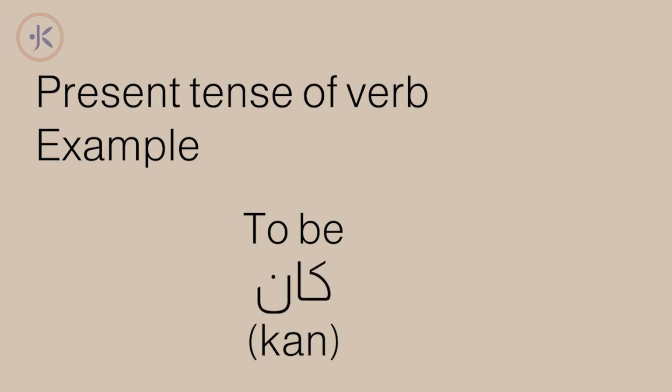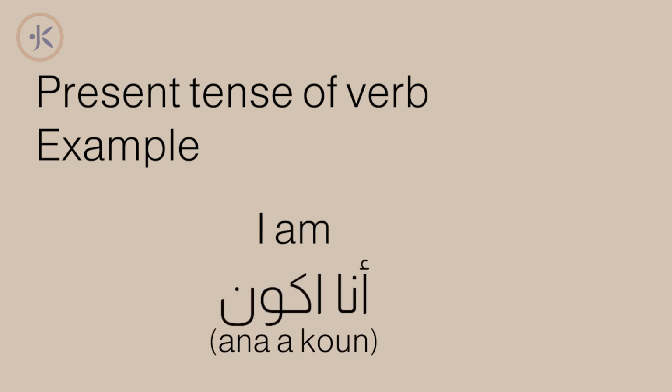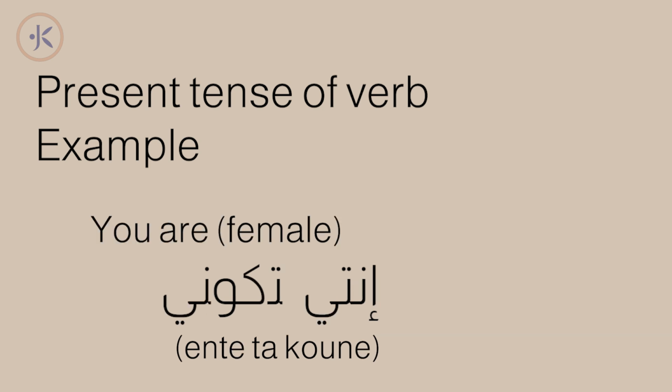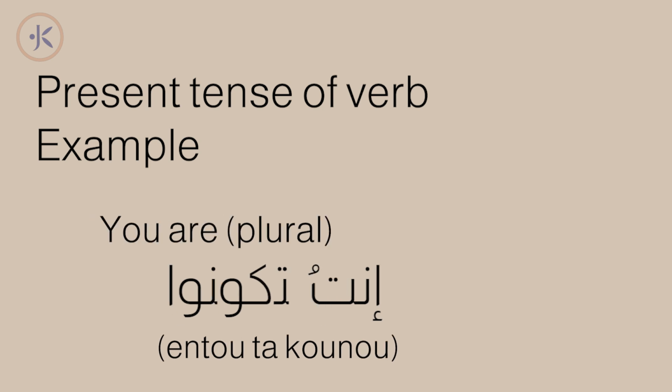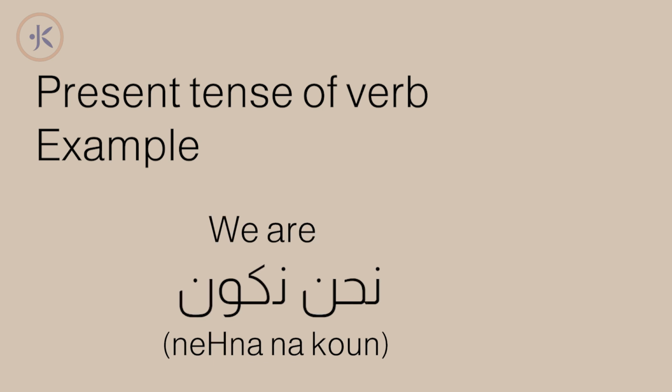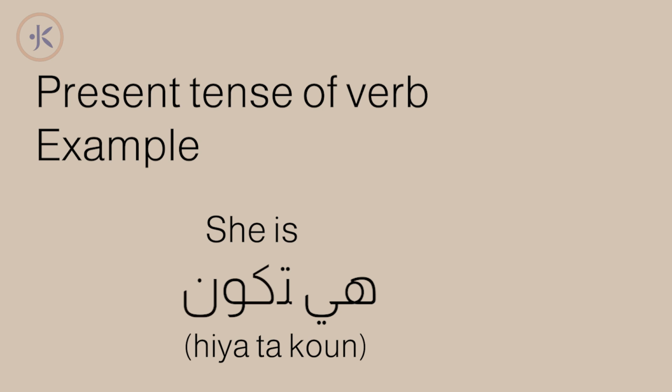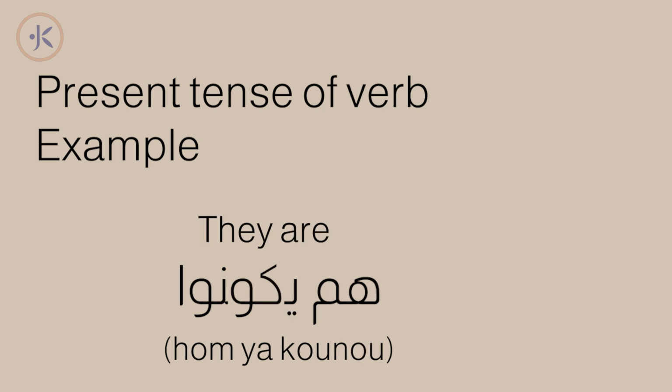The same thing applies to be. For to be, كان will become كون. The A will become OU. So how can I say I am? أنا أكون. أنت تكون. أنتي تكوني. أنتو تكونوا. نحن نكون. هو يكون. هي تكون. And هم يكونوا. Let's continue with the other verbs.